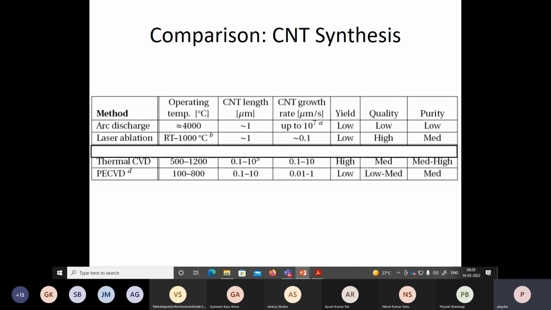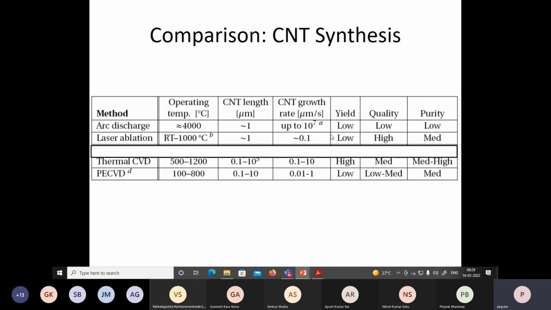Like arc discharge technique, it's very high temperature, okay, whereas laser ablation you can get around 1000 1200 degrees centigrade. In both the cases yield is low, okay, but the quality is quite good in case of laser ablation technique.